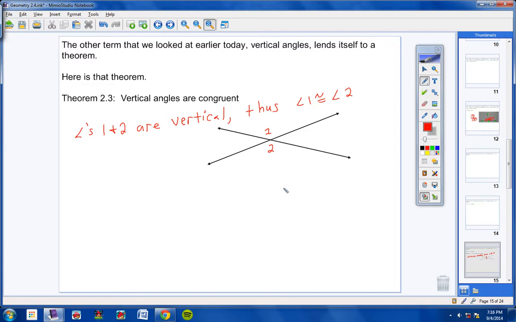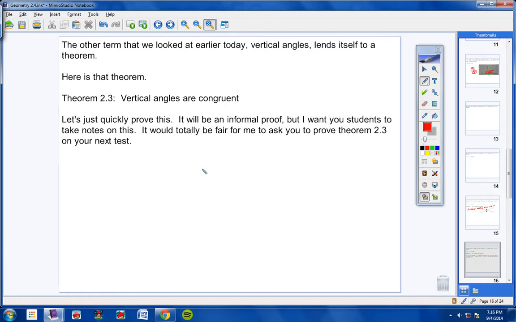It's that easy, students. If you have a linear pair, they are not congruent. Students get these confused all the time. They are not congruent. They are supplementary. If two angles are vertical, then they are congruent. You need to know this. All right. Okay, let's just quickly prove this.